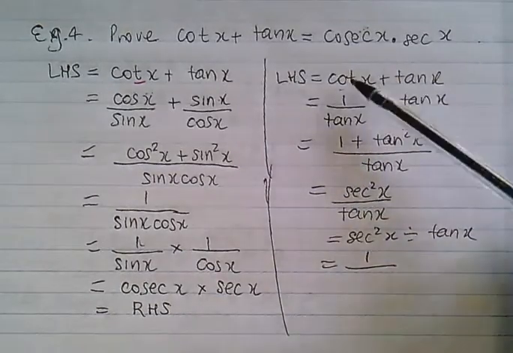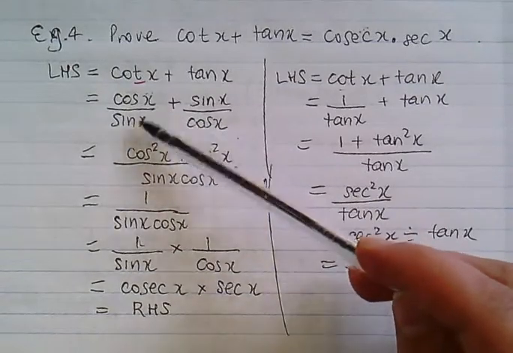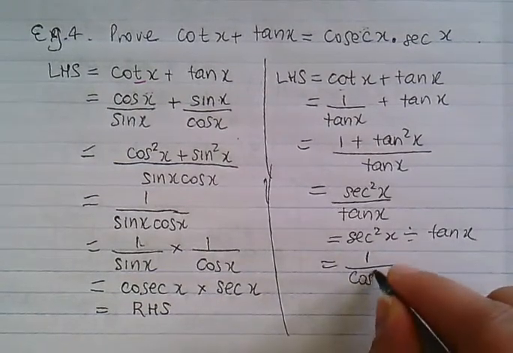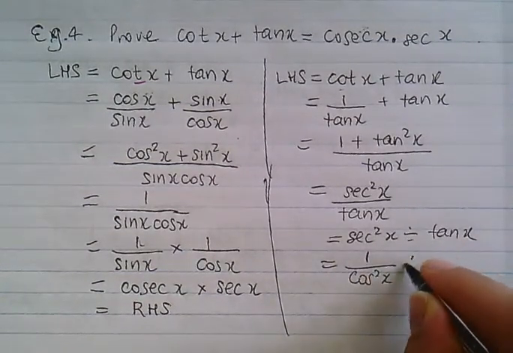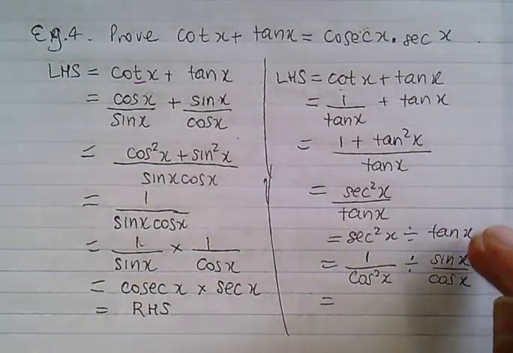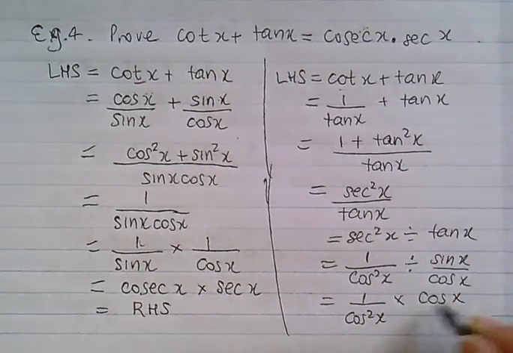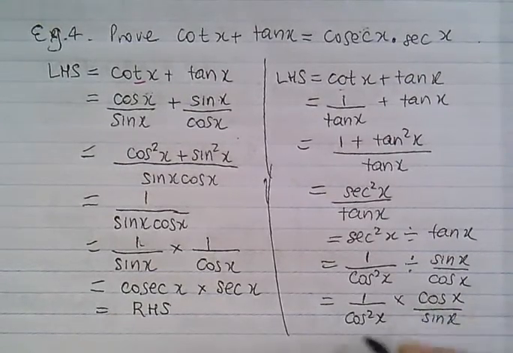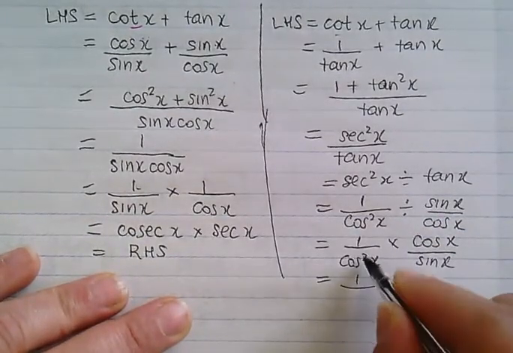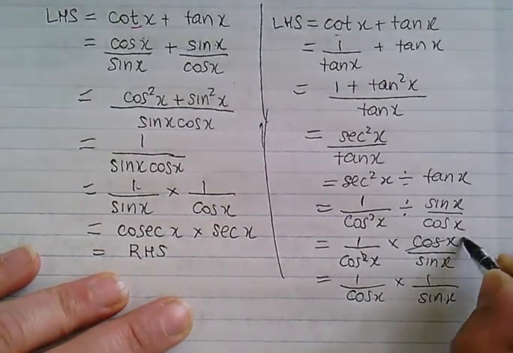That's why I'm saying if you're seeing cot and tan, write them out in their full expanded versions, cos on sine. Because if you do it this way, sec is 1 on cos squared x. Now, divided by tan is divided by sine x on cos x, which is times cos on sine, isn't it? So it's just seeing if we're ever going to get there this way. And one of the cosines cancels, doesn't it? So you've got 1 on cos times 1 on sine, which is your answer.